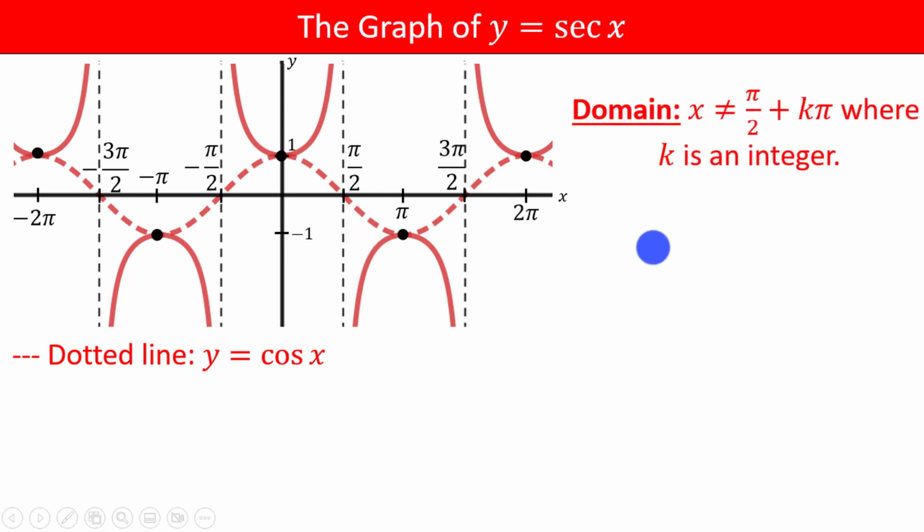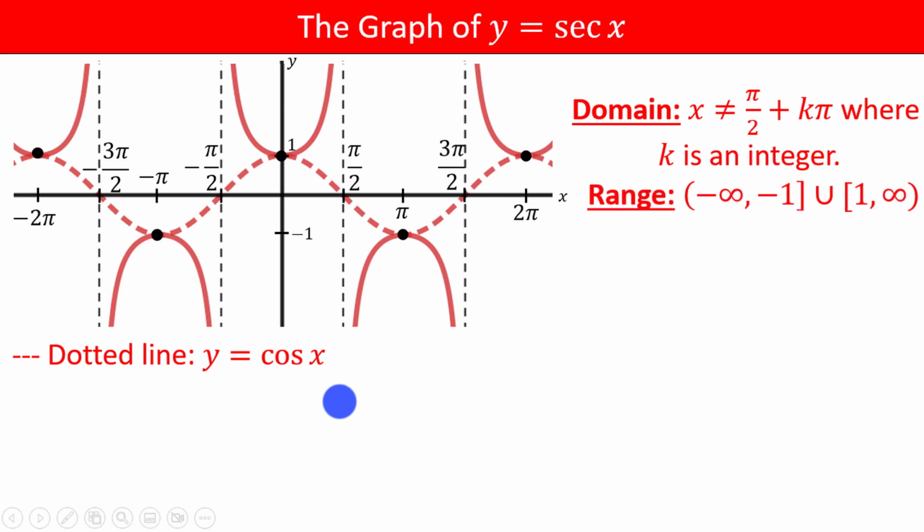The domain of y equals secant of x is x not equal to pi over 2 plus k times pi, where k is an integer. This is just a fancy way of saying that anytime that we have something over 2, we can't plug in a value into secant. So for example, at pi over 2, or 3 pi over 2, or 5 pi over 2, or negative pi over 2, or in general, pi over 2 plus k times pi, where k is an integer, that will be a value we cannot plug into our secant function.